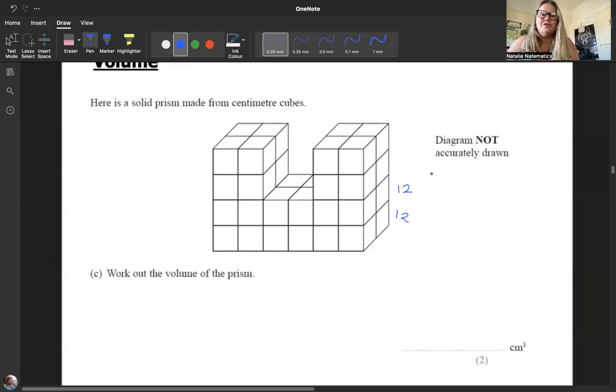And then I've got 1, 2, 3, 4, 5, 6, 7, 8. So there's an 8 there. And then here we've got 1, 2, 3, 4, 5, 6, 7, 8 behind. So that is another 8. So in total, we have got 12 plus 8, which is 20. And then another 12 times 8, which is 40.